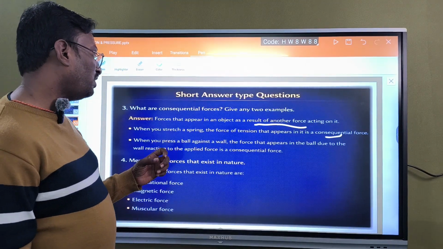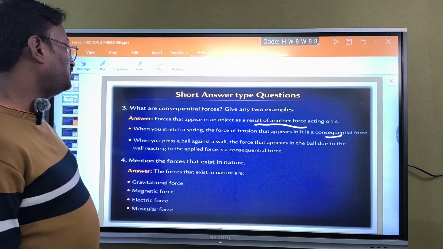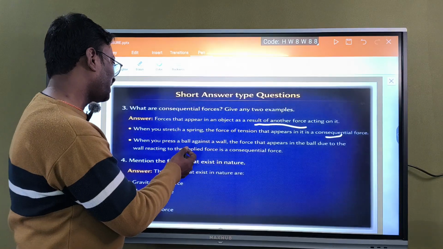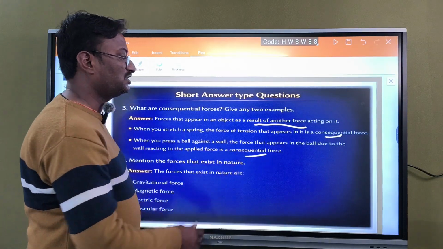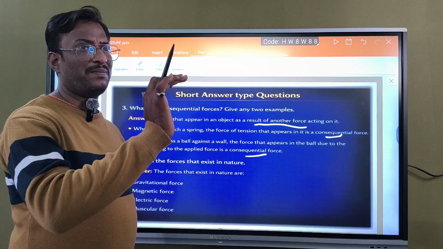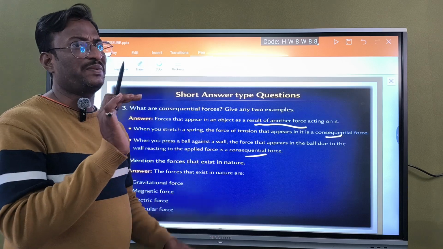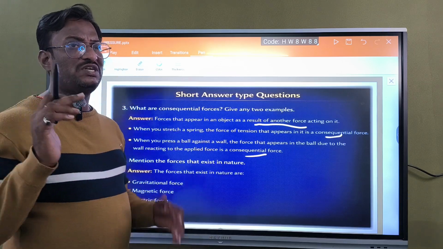When we press a ball against a wall, the force that appears in that ball due to the wall reacting to the applied force is a consequential force. When we press a rubber ball, its size decreases. When you remove that force, it will come back.